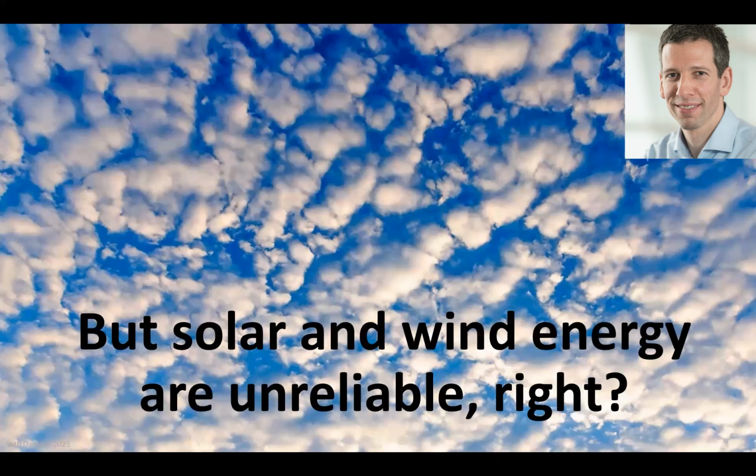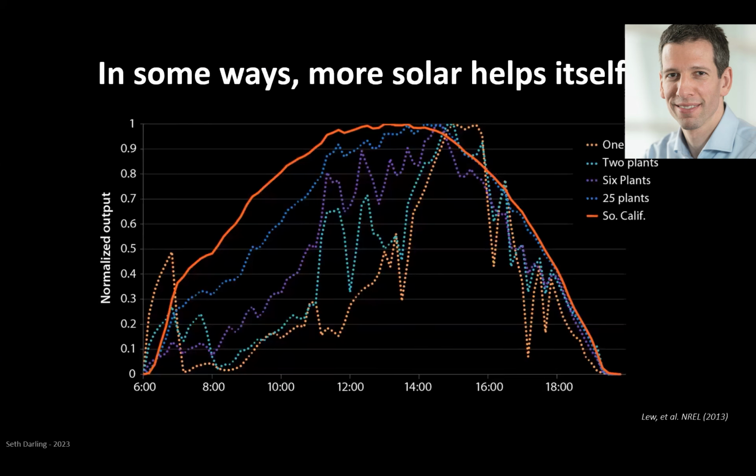Now you might say, okay, so it's cheap, but what about the fact that it's not reliable? What about when clouds go over your solar panel, or when the wind stops blowing, or it's nighttime? Isn't that an issue when it comes to relying really heavily on things like solar and wind? One important point that not everybody appreciates is that actually at some level, more solar helps itself. And this is in the context of cloud cover, because clouds may not be over those arrays at the same time. So if they're connected together in a grid, the variability over here gets balanced by what's happening over here.